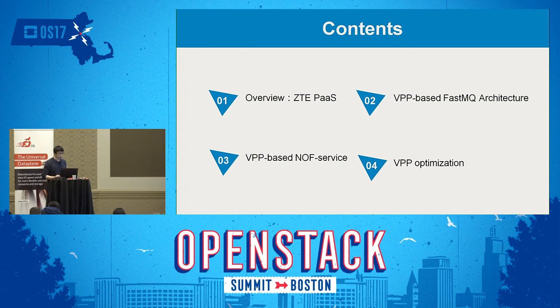And the second part is detailed information for the VPP-based fastMQ architecture. The third part, detailed information for NOF service, net output forwarding as a service, the boundary of the PaaS cloud. At last, a little optimization for VPP. And let's get started with the first part. The overview of ZTE PaaS.